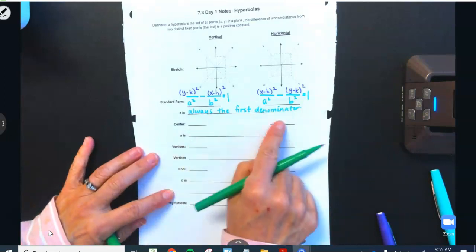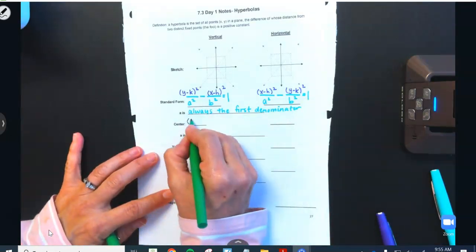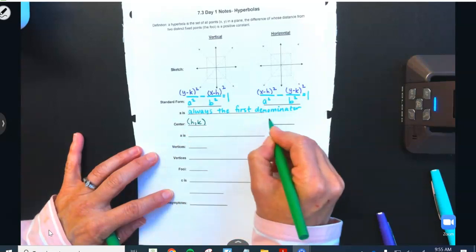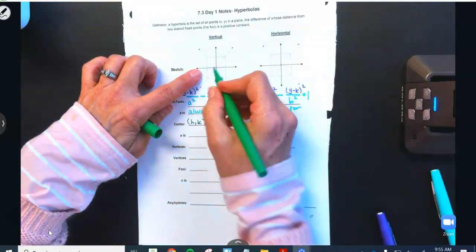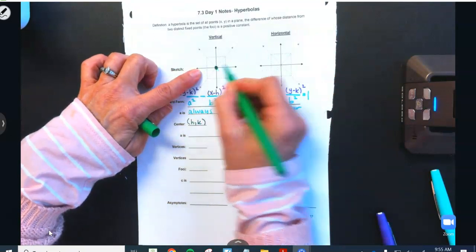So on ellipses, the bottom number changed. On hyperbolas, the top number changes. All right, so y'all, the center is still h, k. We're going to write h, k on both of these lines. And then my little graphic up here, I know for certain the center is at the origin because it's where the two asymptotes intersect. All right, so what is A?